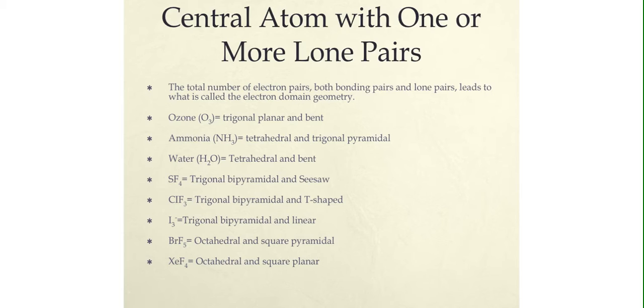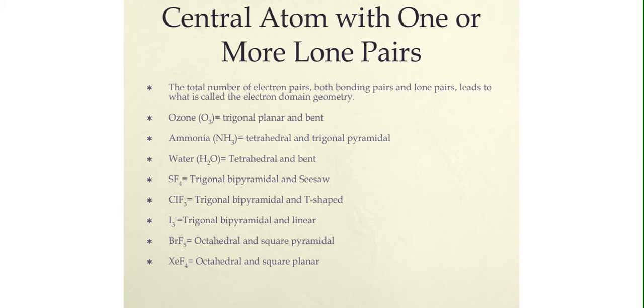So the total number of electron pairs, both bonding pairs and lone pairs, leads to what's called the electron domain geometry. So not only do they have what's known as the molecular geometry, they have what's known as electron domain geometry. And this is based off of those bonding pairs and lone pairs coinciding or conflicting with one another to determine the shape. In the last slide we talked about the central atoms that do not have lone pairs. They have electron domain geometry, and they also have molecular geometry, but those electron domain geometries and molecular geometries are the same. That's for atoms that do not have any lone pairs.